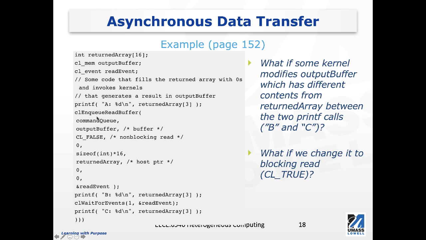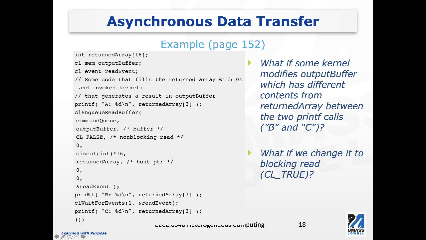Next line is the enqueue read buffer API. So we call this API by supplying the output buffer as the memory object we're going to read the data from, and we use here in this example CL false as the non-blocking read. So this read operation is non-blocking, and then we supply the number of bytes to be read, and then the destination, which is the return array that we want to fill out. And this API call generates a read event as the output.